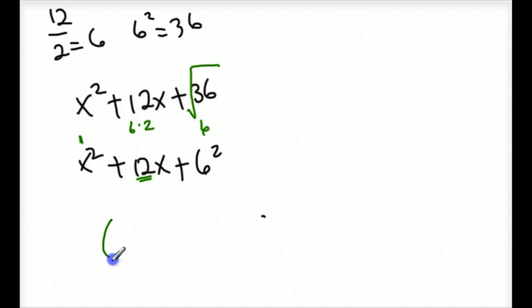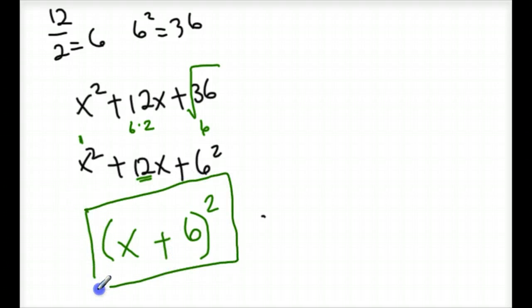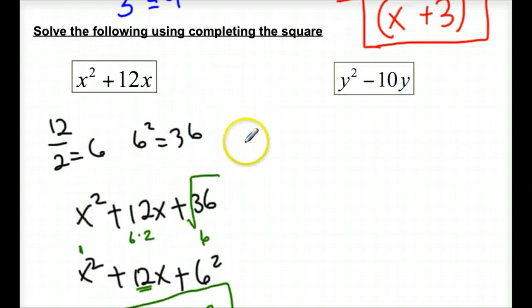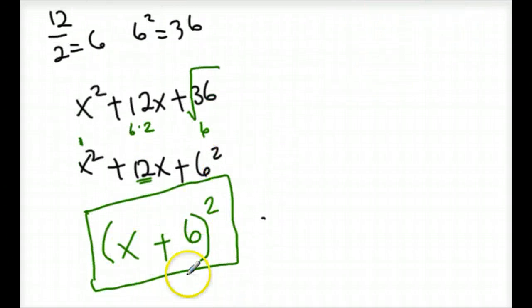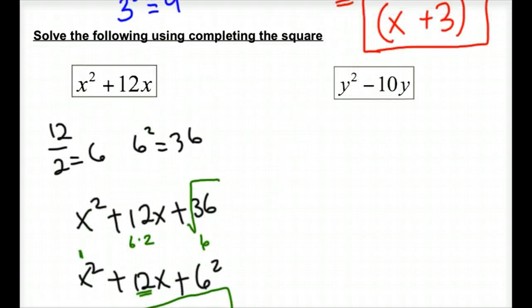Once I do that, I know it's going to be x and a 6, and it's going to be something squared. Now, what goes here? What's in front of 12x? It's addition, and that means addition goes in the middle. There you go. I just factored this quadratic, x squared plus 12x, by completing the square.